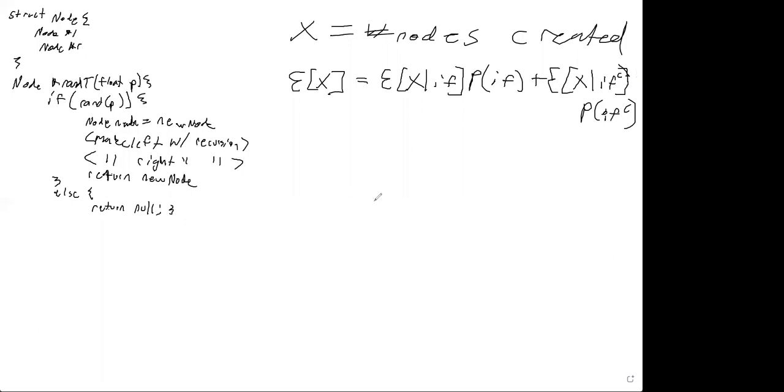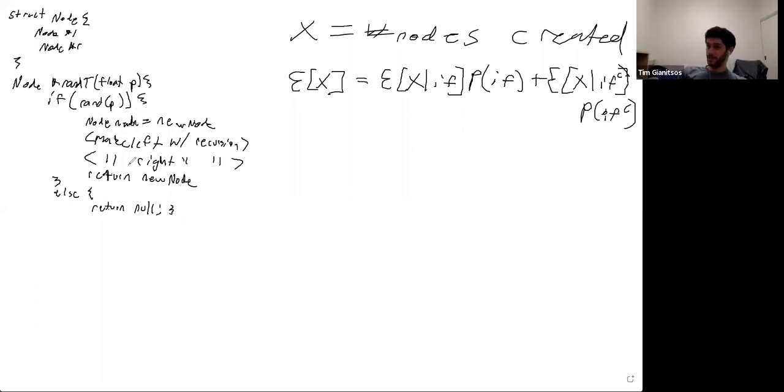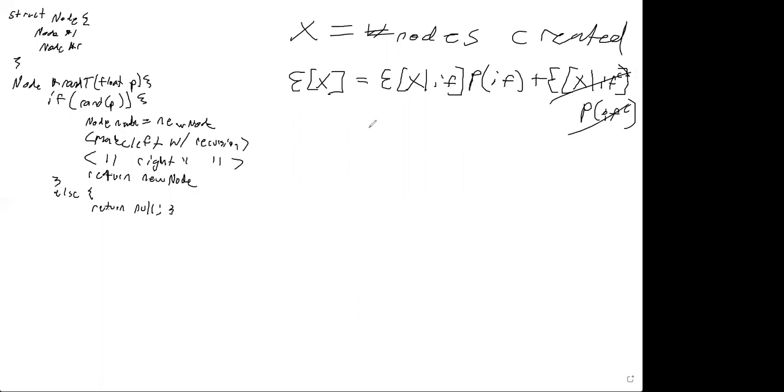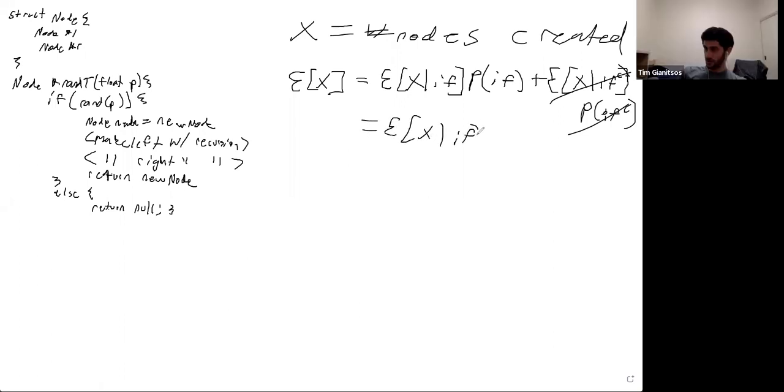Anyone? Just one. Nope, it's actually 0 because no node was made. When I invoke this, I don't even return a node, I return null. So this is actually going to be 0. So that disappears, and because that's 0, that disappears. So I'm really just left with this, and I'll rewrite it. Expected value of x given if times the probability of if, which is just p, right?